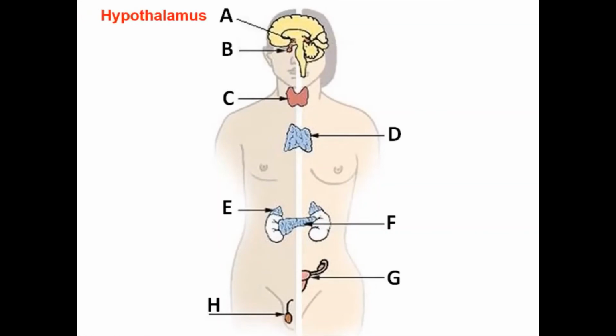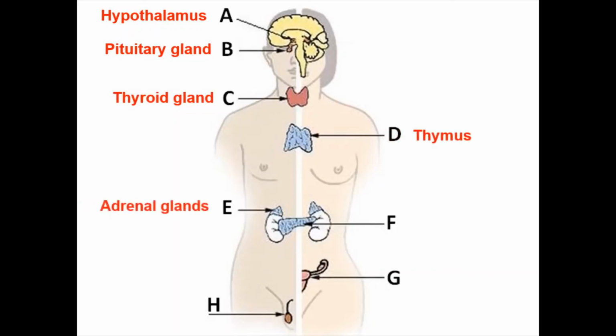Did you call part A the hypothalamus? Part B, the pituitary gland? Part C, the thyroid gland? Part D, the thymus? Part E, the adrenal glands? Part F, the pancreas? Part G, the ovaries? And part H, the testes. Let's move on to the next group of questions.